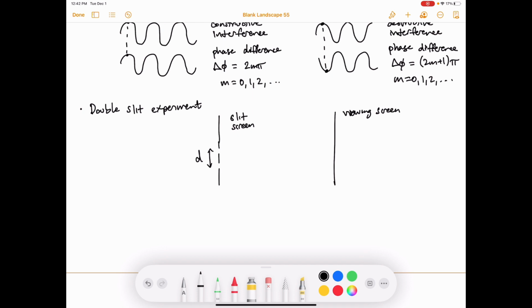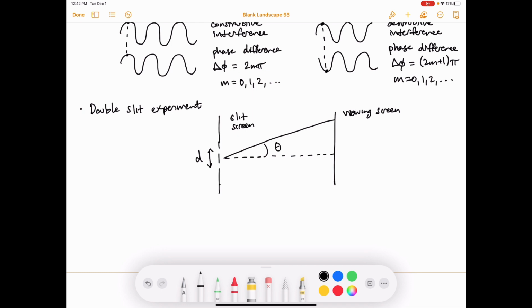Now, if we draw a line from the very center of the slits to the viewing screen like this, we can measure an angle relative to that line, which we call theta. Now, the idea behind the double slit experiment is that you have two sources of light waves.